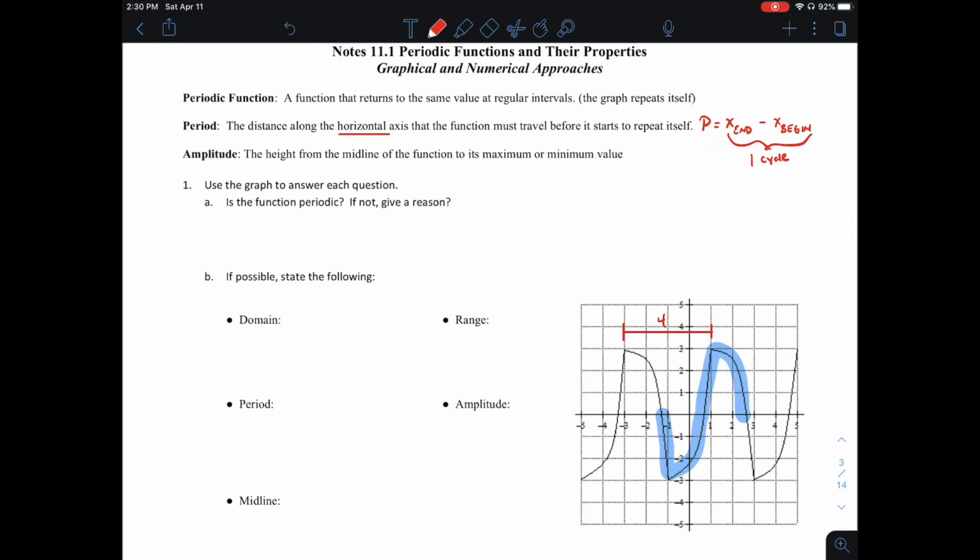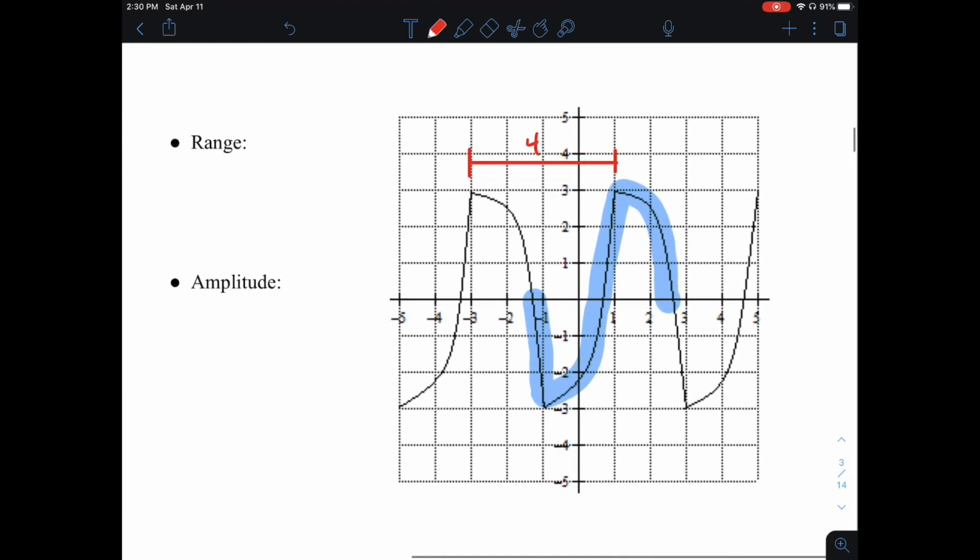Amplitude: the height from the midline of a function to its maximum and minimum value. Well, I haven't really said what a midline was. In this picture here, which once again we're going to be doing formally, just trying to get you to understand what's going on right now, the midline is going to be halfway between the top and bottom, the highest and lowest parts of this graph. So for example, this goes as high as 3 and it goes as low as -3. So halfway between is going to be here at 0. This would be the midline.